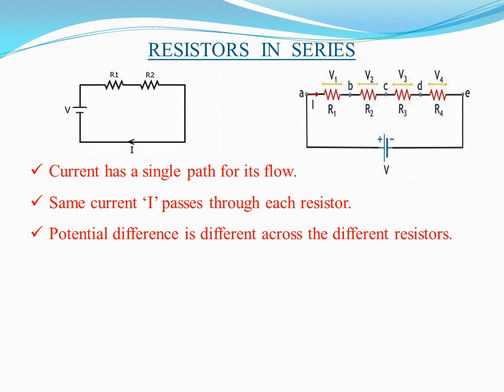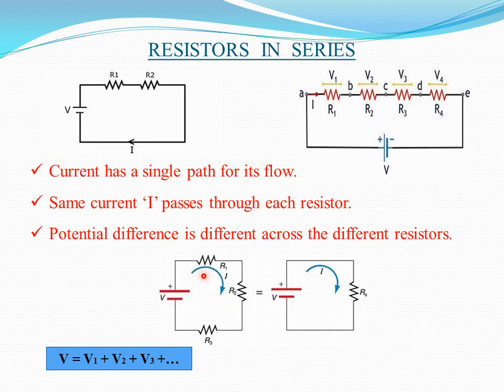The potential difference across the entire circuit is equal to the sum of the potential differences across the individual resistors. That is, V is equal to V1 plus V2 plus V3 and it goes on.